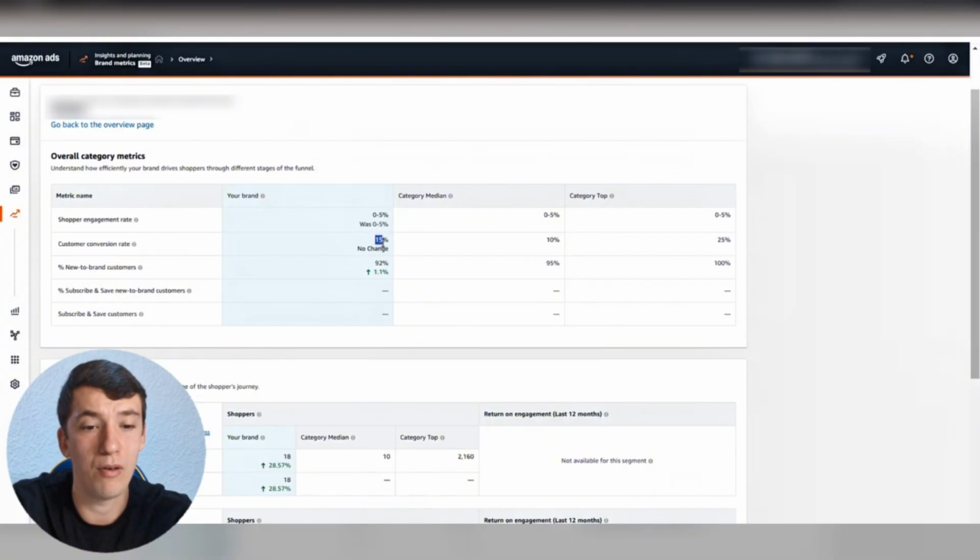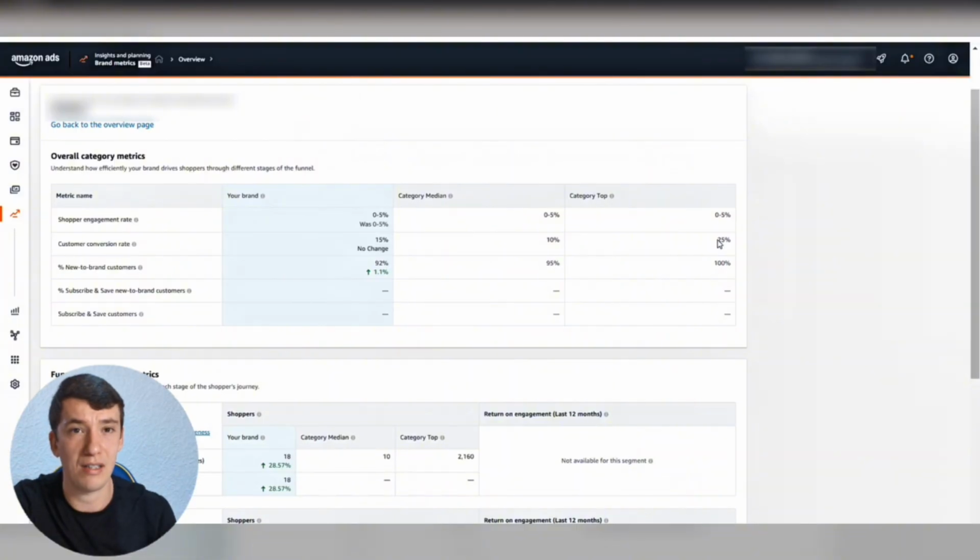Now, category top is the top 5 sellers basically, and it's 25% conversion. So it means that we are better than the category median, but we are not as good as the top sellers. Now, being a top seller is very hard. Sometimes the top sellers are selling very cheap, sometimes they have a very good offer, but it's good to know that this is the best conversion rate that we can probably get, and this is the number that we need to focus on when we're optimizing our listing.